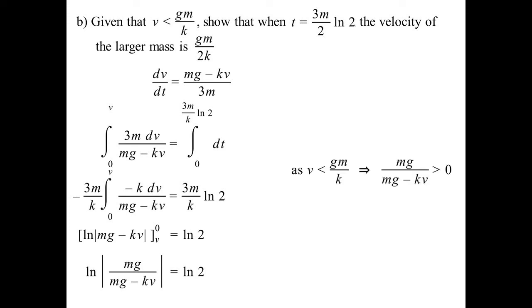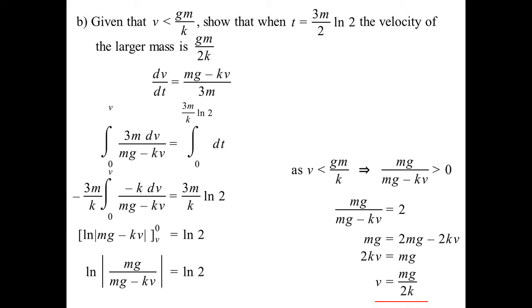But hang on, they gave me that bit of information that v is less than mg on k. So if that is true, that fraction has to be positive, so I don't have to worry about absolute value. That one's fine. So that means I can simply say mg on mg minus kv must be 2. It couldn't be negative 2. Making v the subject, we get that it's mg on 2k.